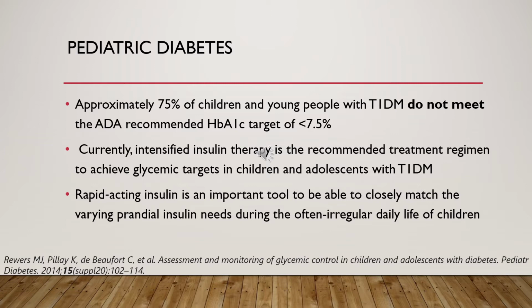Currently, intensified insulin therapy is the recommended treatment regimen to achieve glycemic targets in children, and rapid-acting insulin is an important tool to be able to closely match the varying postprandial insulin needs during the often irregular daily life of children.